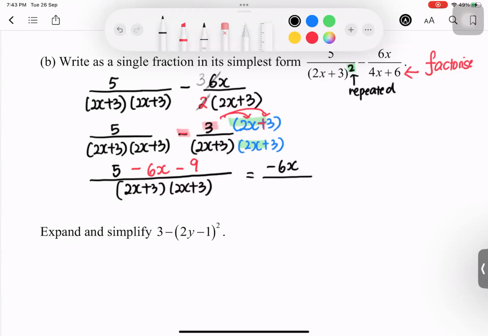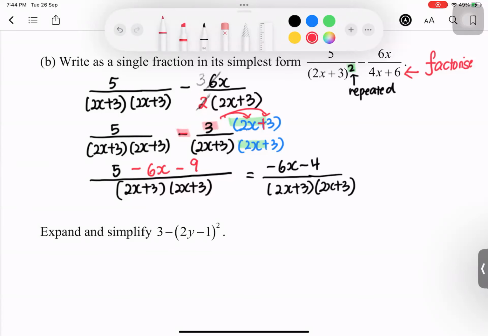5 minus 9? Negative 4. Yeah, okay. Thank you. Negative 4. Then we got, it's not 6, is it 6? Yes. 2x plus 3, another 2x plus 3. Some of you might like to write 2x plus 3 squared instead, also can.